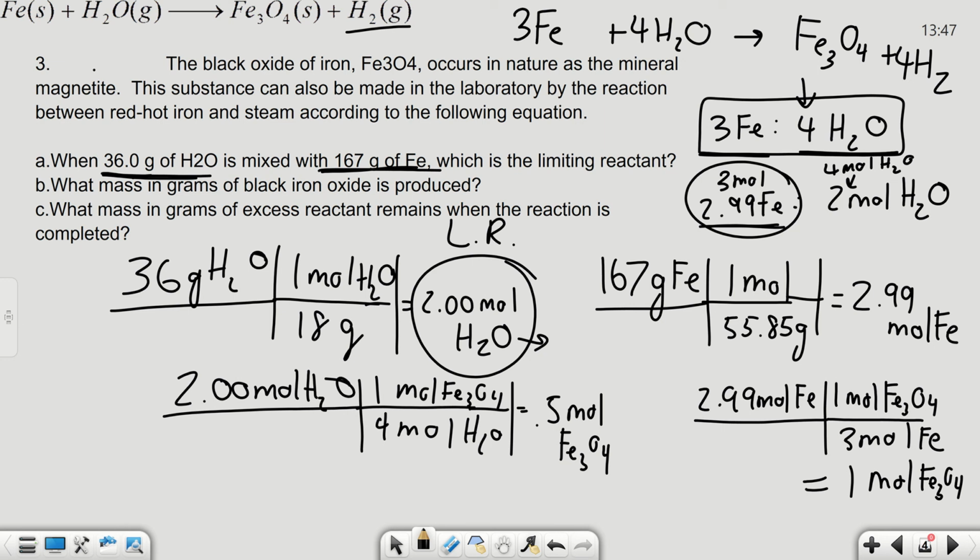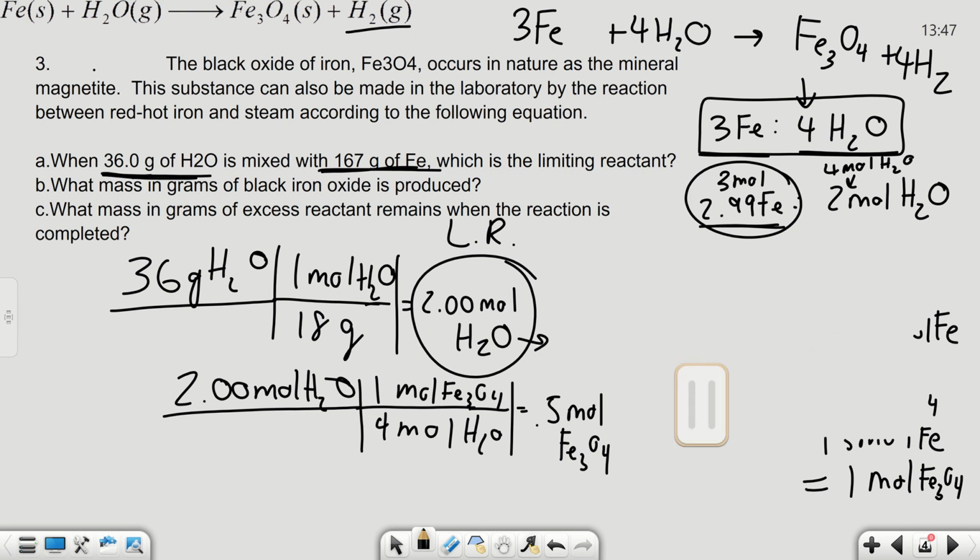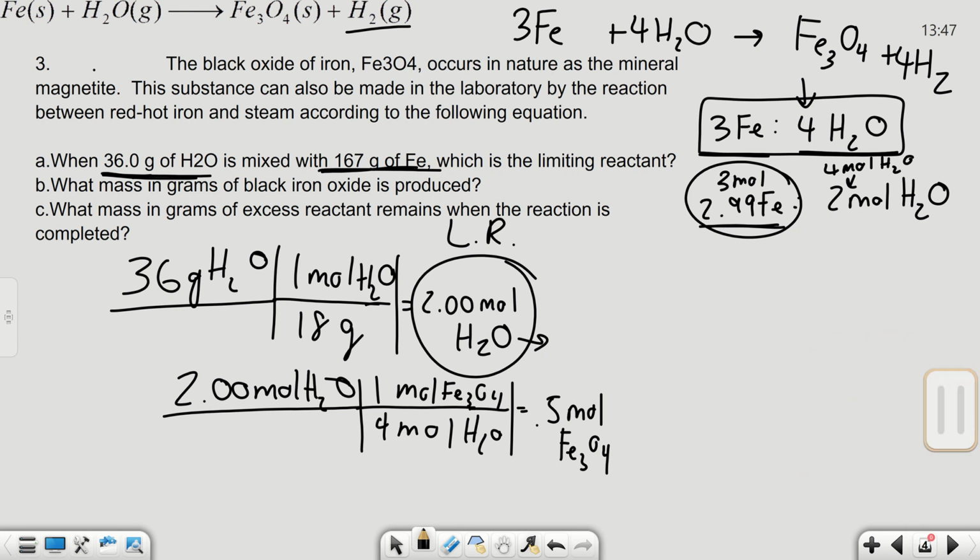Okay, so now we know H2O is the limiting reactant. That makes the excess reactant the other one: the iron is the excess reactant. But I'm not going to really use that anymore, because the excess reactant won't tell me how much will be produced. There's too much of it, so it's going to give me answers higher than they should be. So I have answered part A: this is going to make 0.5 moles of Fe3O4.